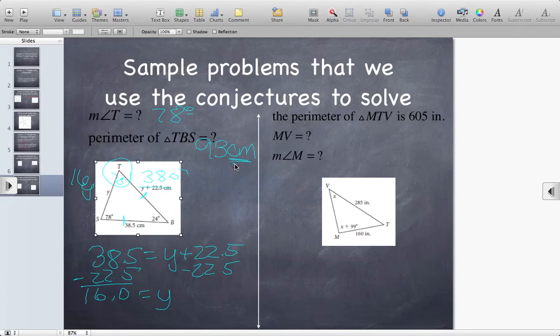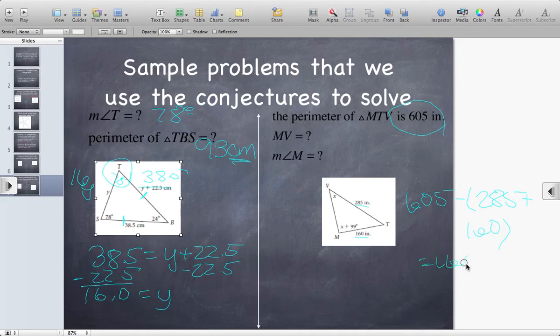All right, let's move on to our last example. It tells us that the perimeter of MTV is 605 inches. So what's the length of MV, and what is the measure of angle M? Well, if we know that the three sides equal 605, let's add the two sides we know and subtract it from 605. So 605 minus 285 plus 160. Typing that into our calculator, we could probably do it by hand, but it takes less time to type it.